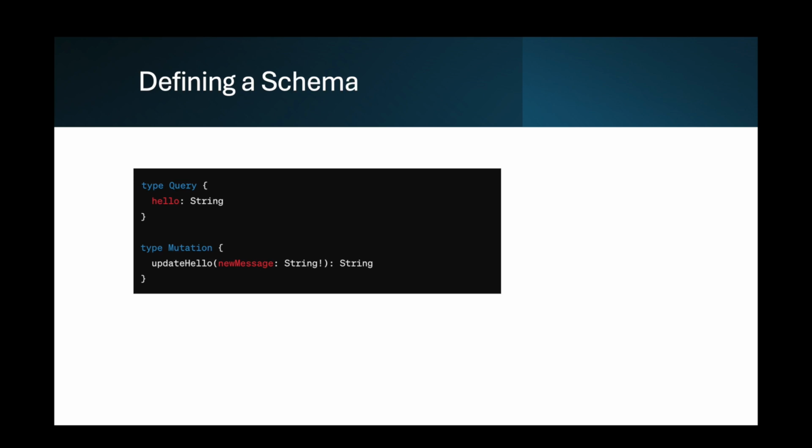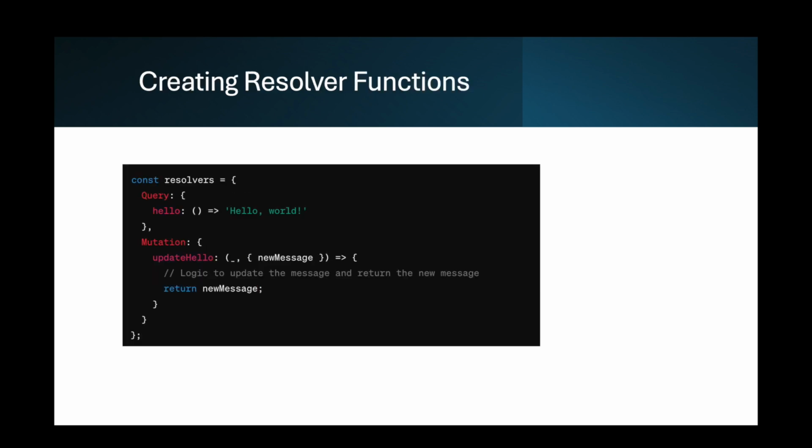Now, next thing that we want to look at is how do you create resolver functions? Resolver functions are responsible for fetching the data for each field in the schema. Resolver functions can be synchronous or asynchronous and typically are written in JavaScript or another programming language supported by your server environment. For example, a resolver function for the hello query field might look something like this here.